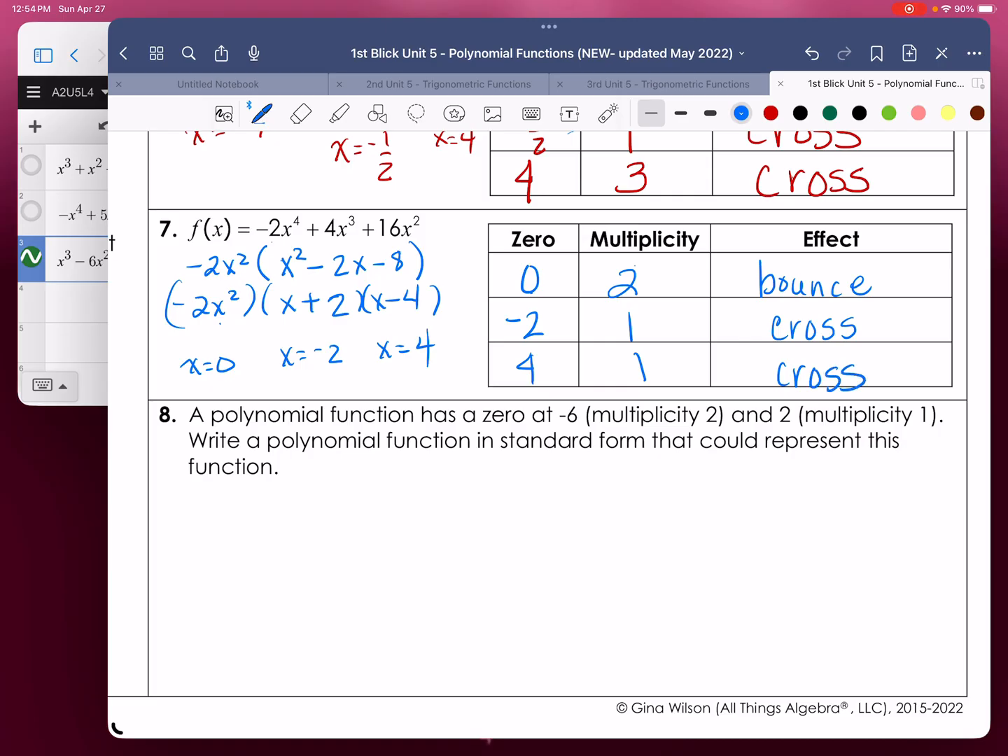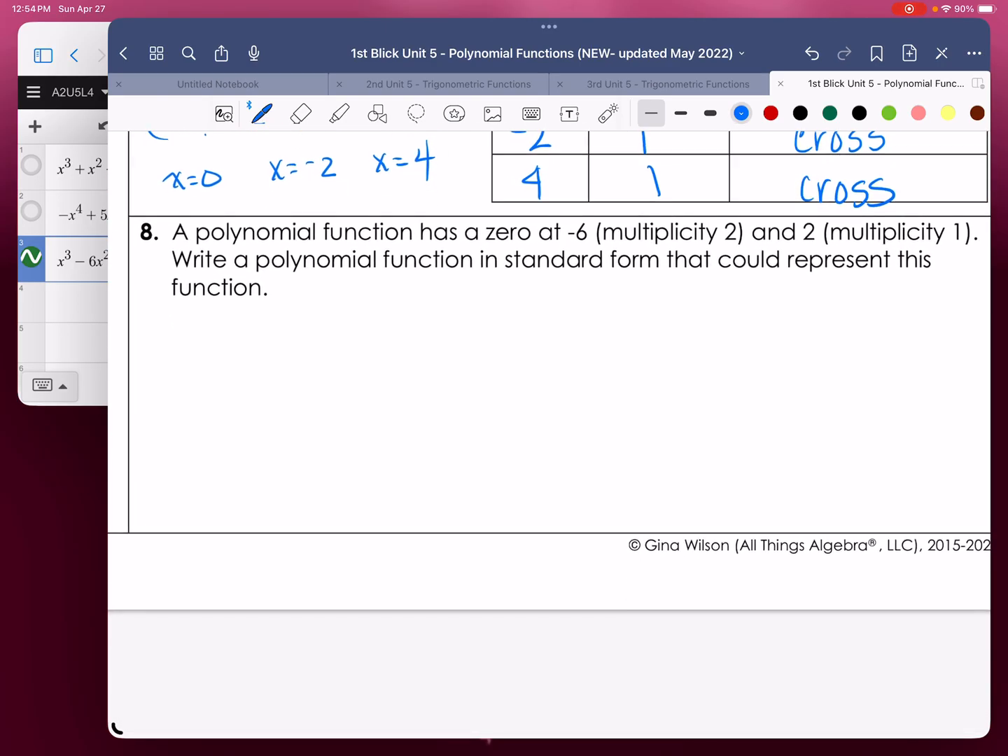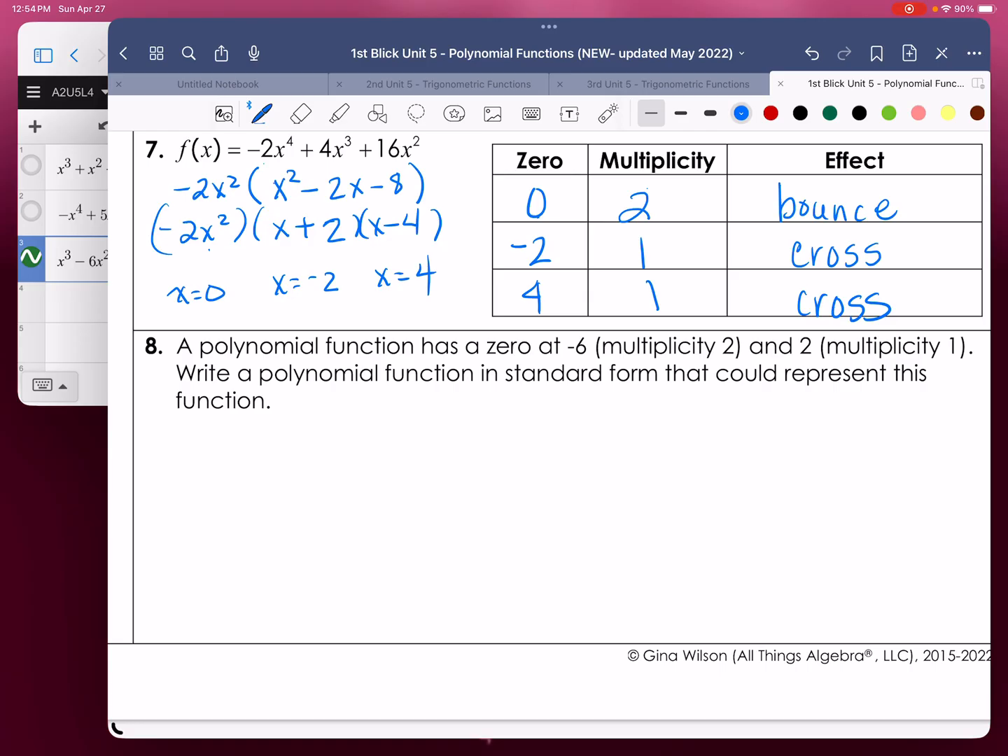Okay. All right, now number 8, they want us to write a polynomial function that has a 0 at negative 6 with multiplicity of 2 and 2 with a multiplicity of 1. So what is that going to look like? Now we're kind of having to go backwards. All right, it's going to start off with, well, how do you get negative 6 as a 0? You start with x plus 6, and then multiplicity of 2 is going to mean it's squared. All right, for positive 2, you're going to have x minus 2 and the multiplicity of 1.